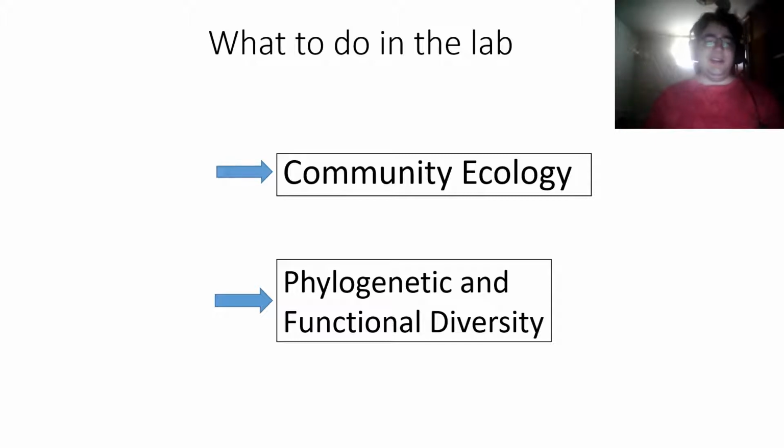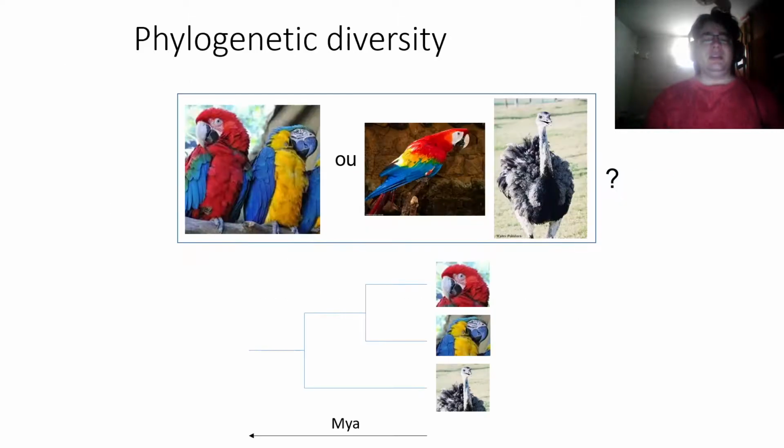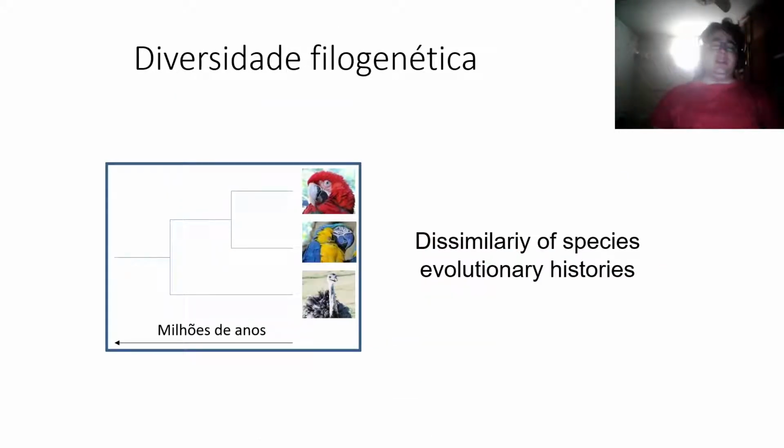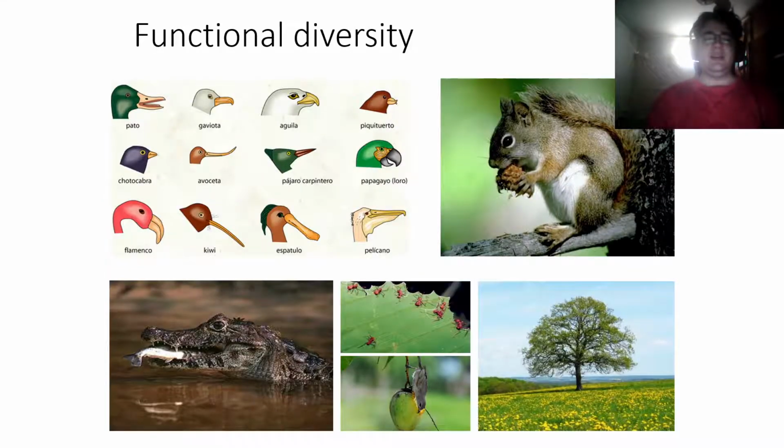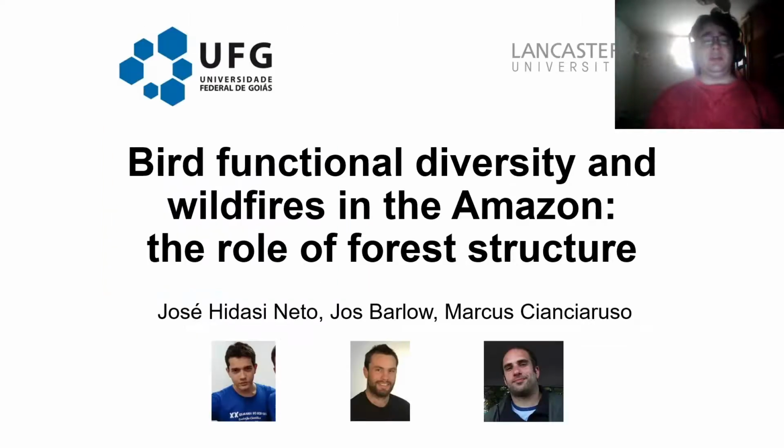I studied in the lab community ecology and phylogenetic and functional diversity. Community ecology, you know, we study the richness, abundance, and composition of communities. Phylogenetic diversity, we study the dissimilarity of species in relation to their evolutionary histories. And functional diversity is the dissimilarity of species in relation to their biological characteristics.